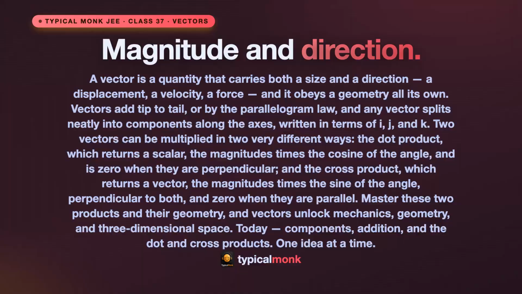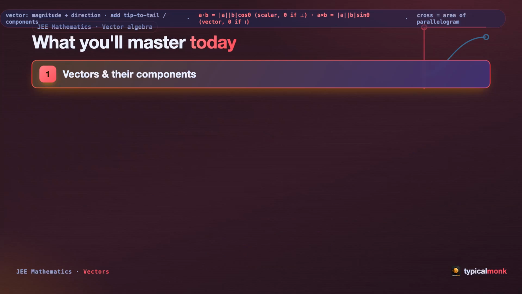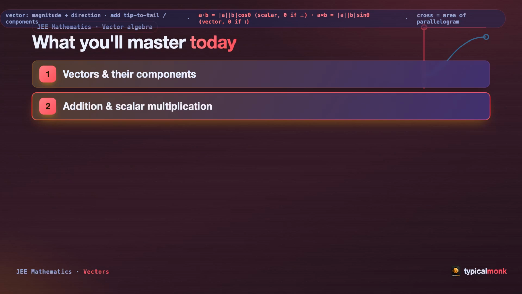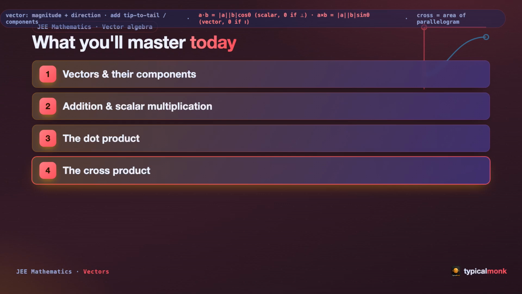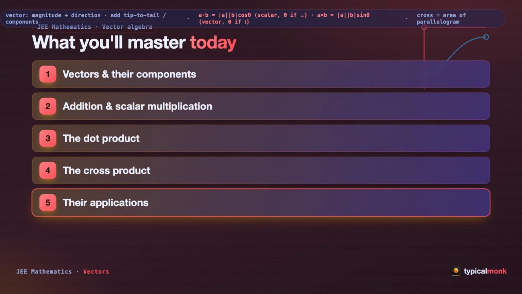One idea at a time. Here is what you will master today. First, vectors and their components. Second, addition and scalar multiplication. Third, the dot product. Fourth, the cross product. And fifth, their applications. One idea at a time.